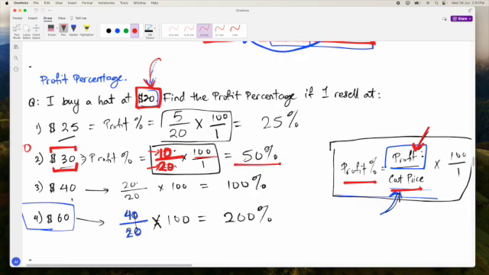You can see here that we have $20 profit over the same $20, and so that's how you got your 100% profit there. When you sold it for $60, it was $40 over the $20, multiplied by 100, and that's how we got the 200%, because we made $40 profit here when you sold it for $60. Remember, you bought it for $20. You sold it for $60, so $40 profit.